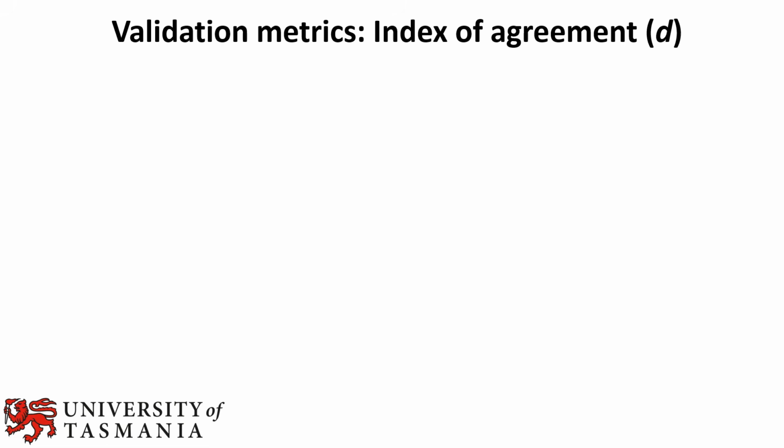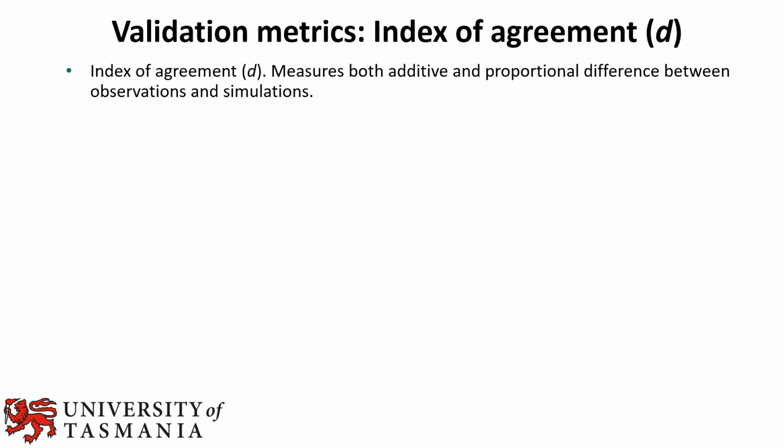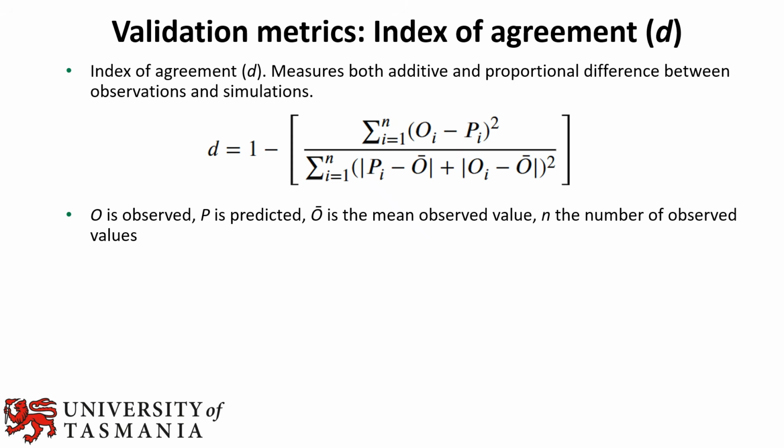Then you have the index of agreement, or D, which measures both the additive and the proportional difference between observations and simulations. So on the numerator here, similar to many of the previous evaluation statistics, we have the sum of the observations minus predicted values squared. And the denominator is a little bit different in this case.